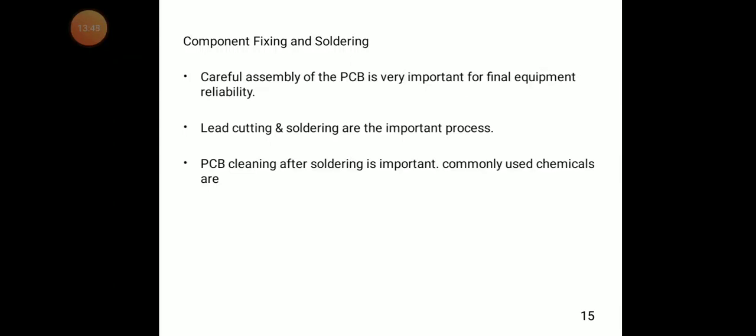PCB cleaning after soldering is important. Commonly used chemicals are acetone, alcohols, and aromatic hydrocarbons. These are used in cleaning the PCBs. So these are the different steps for preparing the PCB.